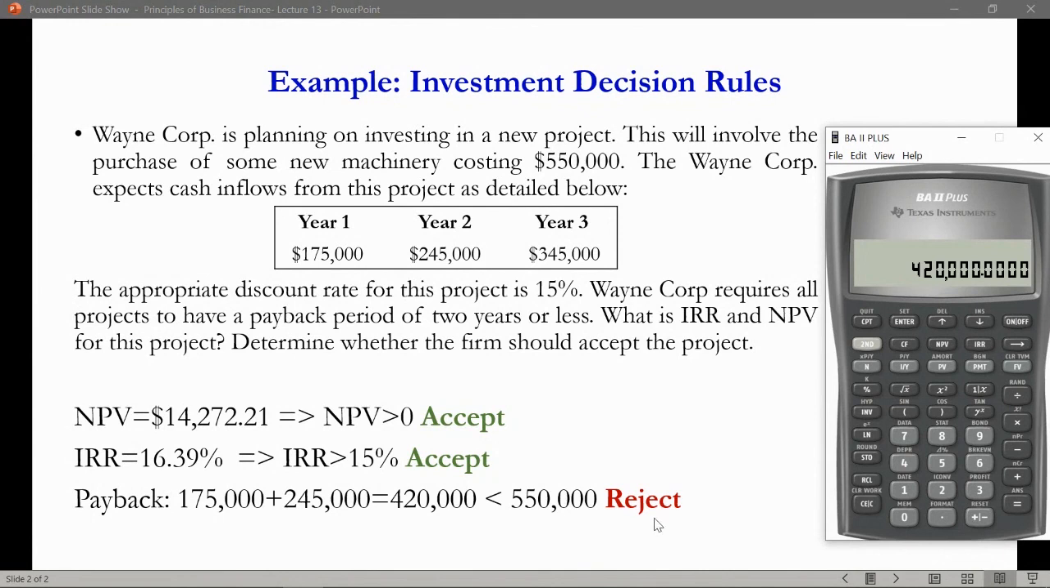So here you again see that the NPV decision rule is the best decision, and we need to always follow the NPV decision rule in the case that some other investment decision rule disagrees with NPV.